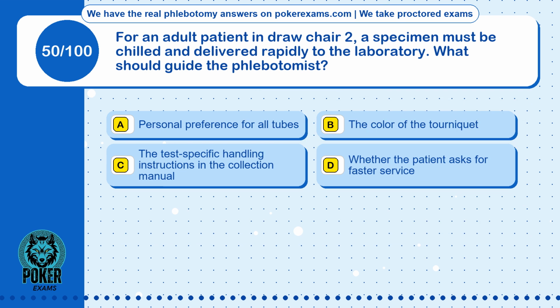Question 50. For an adult patient in draw chair 2, a specimen must be chilled and delivered rapidly to the laboratory. What should guide the phlebotomist? Option A, personal preference for all tubes. Option B, the color of the tourniquet. Option C, the test-specific handling instructions in the collection manual. Option D, whether the patient asks for faster service.